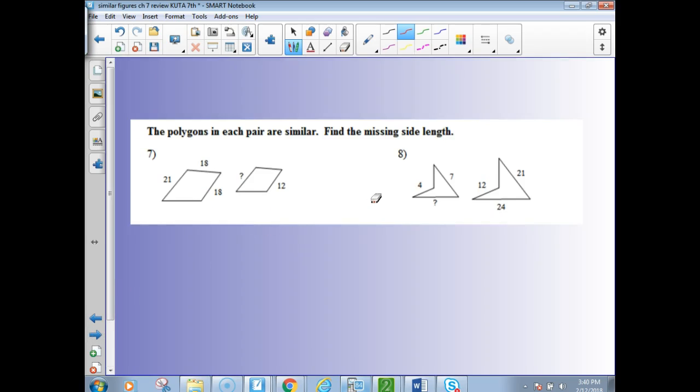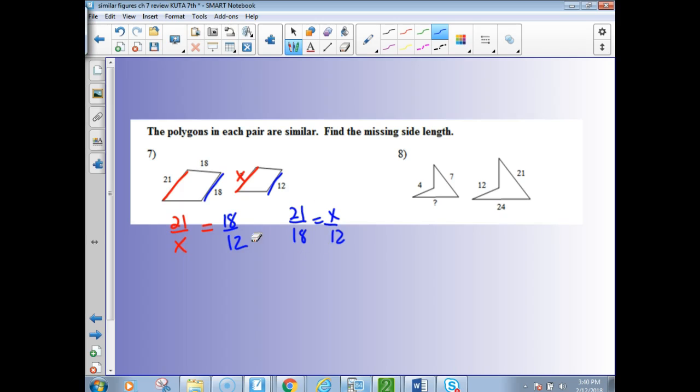The polygons in each pair are similar. Find the missing side length. Well, I'm going to put an X where the question mark is. And I'm going to say 21 is to X. And if you like to start with X, there's 4 ways to correctly write this proportion. As 18 is to 12. If you did 21 over 18, X over 12, that's going to work too.